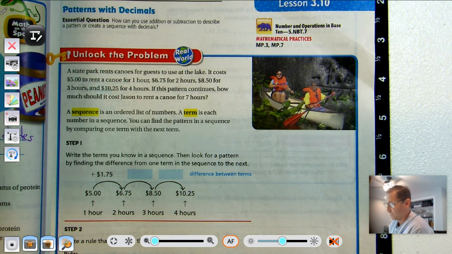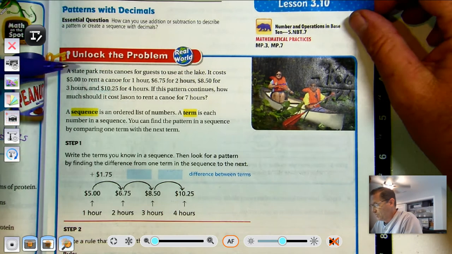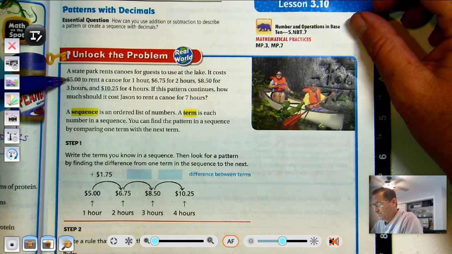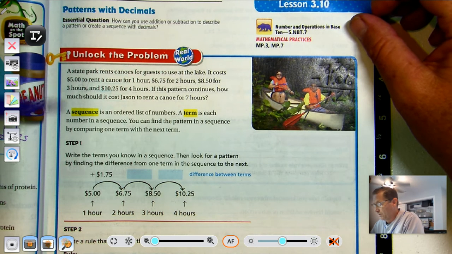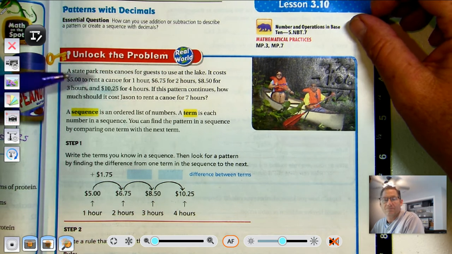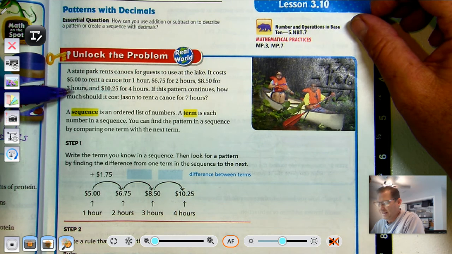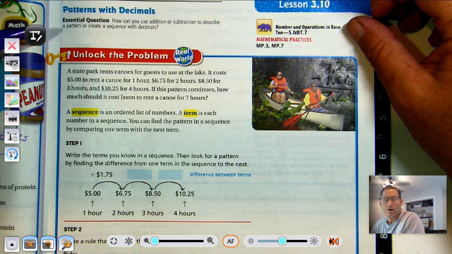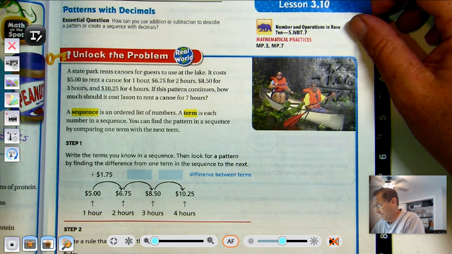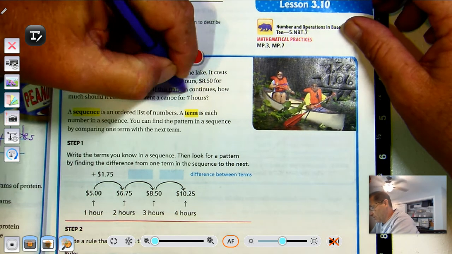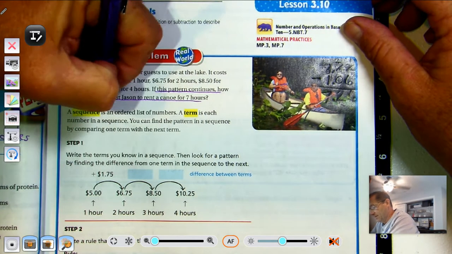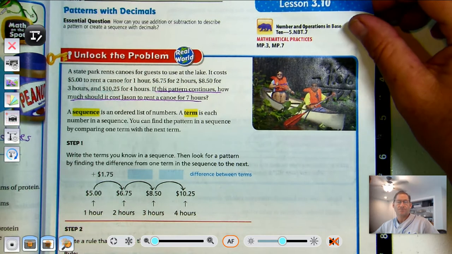So, let's look at the unlock the problem. A state park rents canoes for guests to use at the lake. It costs $5 to rent a canoe for 1 hour, $6.75 for 2 hours, $8.50 for 3 hours, and $10.25 for 4 hours. If this pattern continues, how much should it cost Jason to rent a canoe for 7 hours? So that's what we have to figure out. We have to extend the pattern for 7 hours.